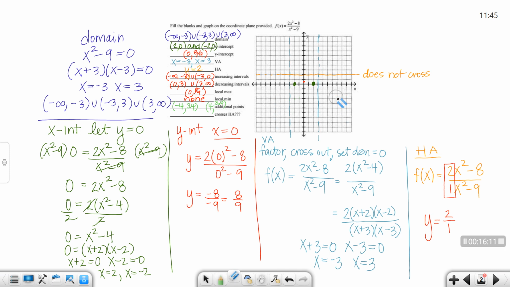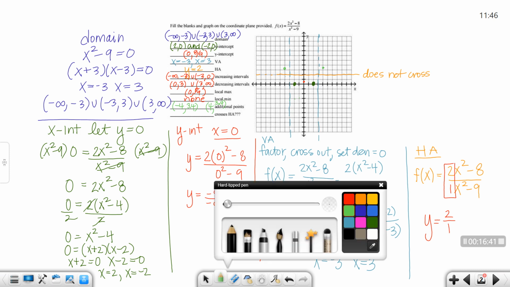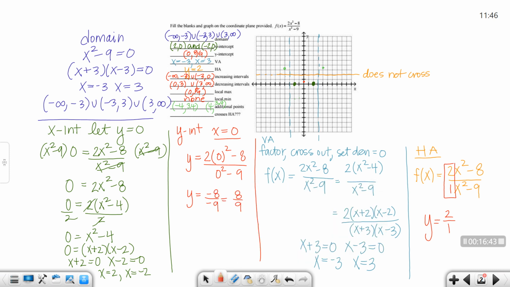Okay, so let me put those on the graph. So I have (-4, 3.4), that would be 1, 2, somewhere right in here. And I have (4, 3.4), 1, 2, 3, 4, somewhere right in here. Now, those are all of our facts. We have to draw the graph based upon this, and what we're going to use is increasing and decreasing. Remember, it cannot cross a light blue line, and it cannot cross an orange line either. It cannot cross them.